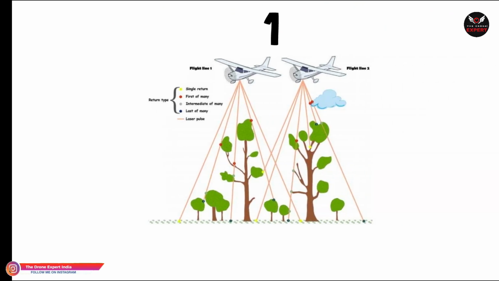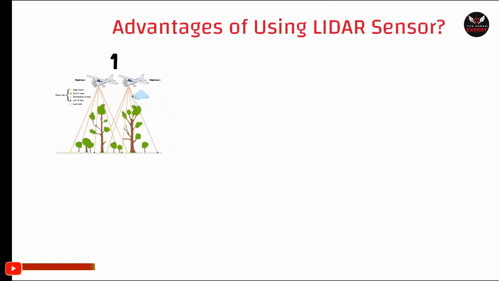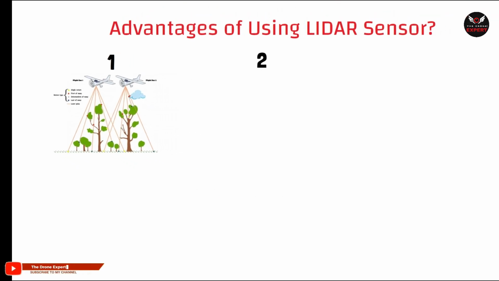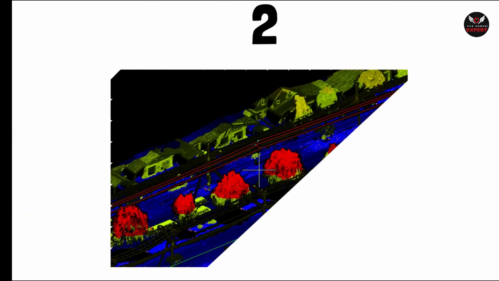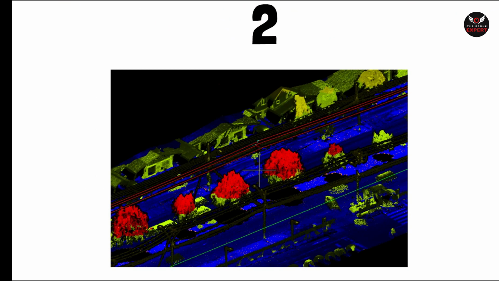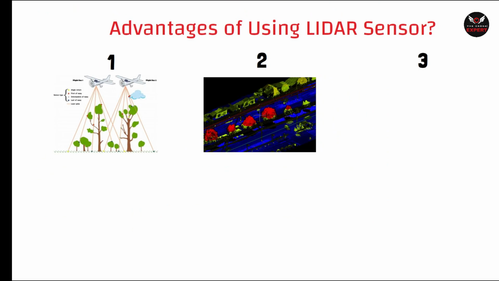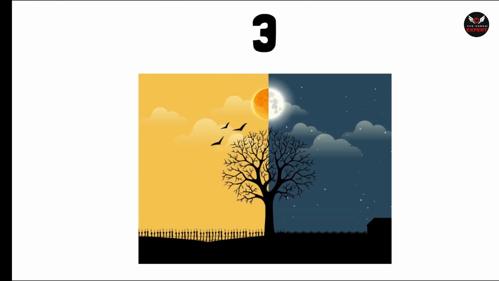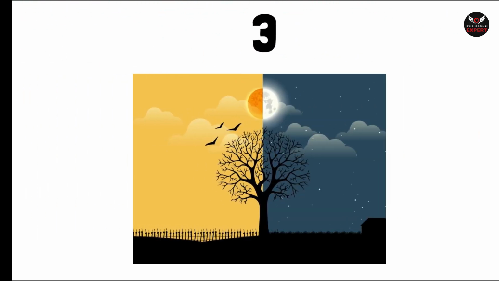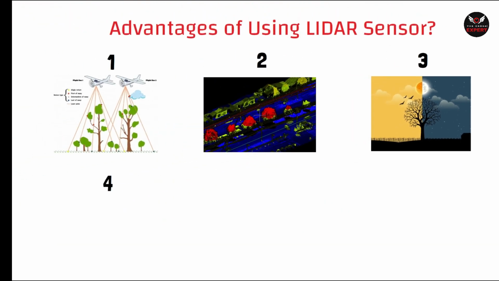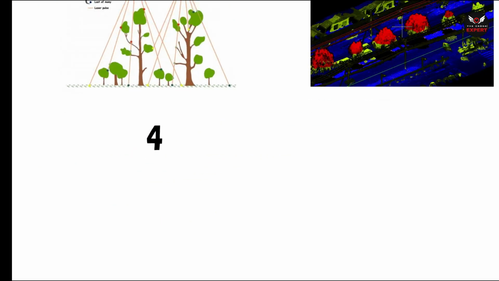The biggest advantage of LiDAR is its ability to penetrate dense forest, which is not possible with photogrammetry. Another significant advantage is LiDAR's capability to identify small objects like power lines. A third advantage is that LiDAR can operate both during day and night without requiring sunlight.